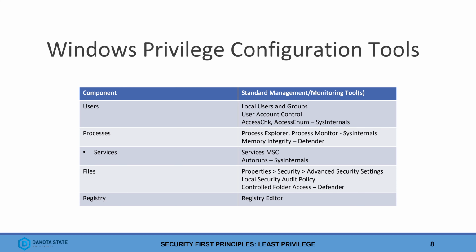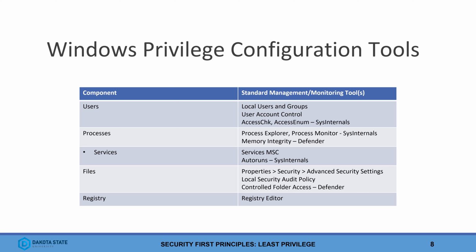There are quite a few GUI and command line tools in Windows used for privilege configuration, management, or monitoring. For users, the Local Users and Groups section of Local Group Policy is an easy way to manage different user accounts and their privileges. There's also User Account Control, which you can adjust to prompt users for various actions depending on if their privilege level is allowed to take that action or not. There's also AccessChk and AccessEnum as part of the Sysinternals suite, which can allow you to view various configurations and potentially hunt for misconfigured user accesses on Windows.